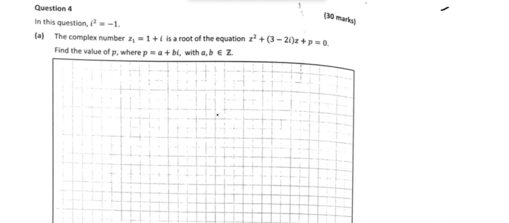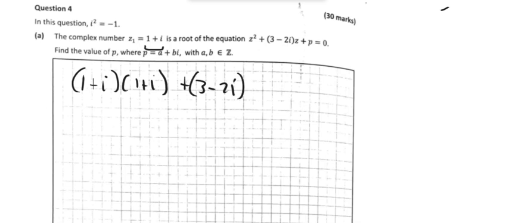Question 4. It tells us that z1 is a root of z squared plus (3 minus 2i) z plus p equals 0. So we're just going to sub it in instead of z. We get (1 plus i) squared, so that's (1 plus i)(1 plus i), plus (3 minus 2i) times by z, so that's times by (1 plus i), plus p is equal to 0.